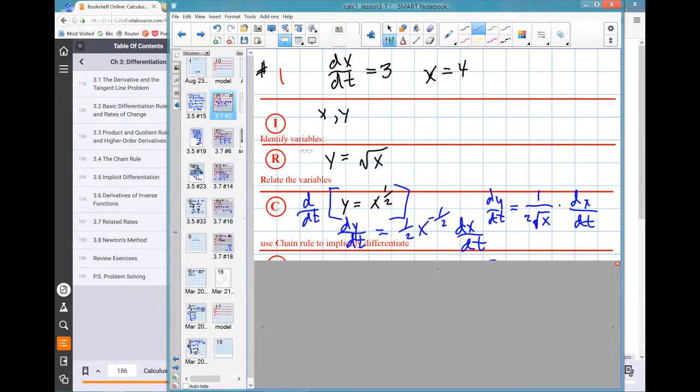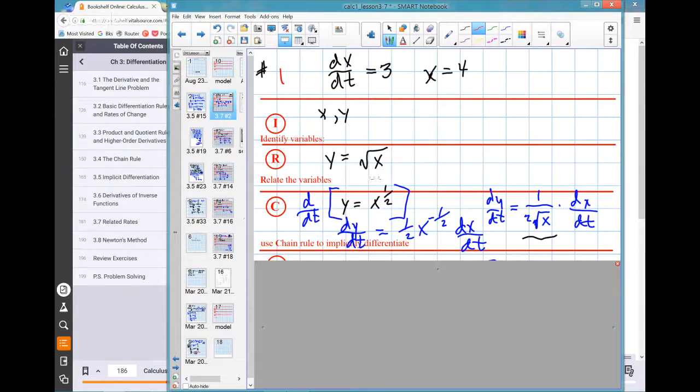The exponent comes down, 1/2. We keep the variable and reduce the power by 1, so x to the negative 1/2 power. x is still not t, so we have to do the chain rule, dx/dt. Then I rewrote it using root notation: 1/2 x to the negative 1/2 can be written as 1/2, with the square root of x on the bottom because of the negative power, times dx/dt.